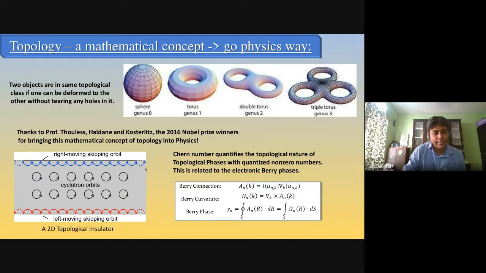And then if you want to calculate it, there are some ways. You have to go to the momentum space and then do some mathematical construct like that. You have to get the Berry connection, Berry curvature, and the Berry phases. And then from there, you can calculate the Chern number and see whether it is non-zero or zero. If it is non-zero, then that indicates that it has some topological non-triviality. So that much we should know as a beginner for now to keep going with this topic.